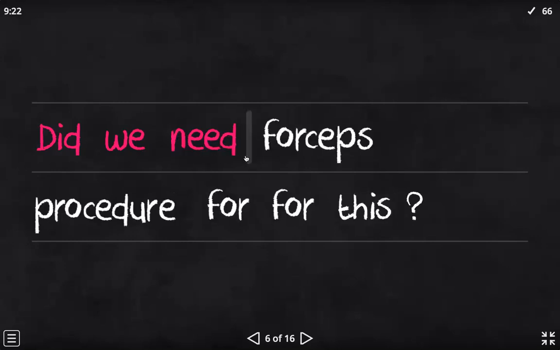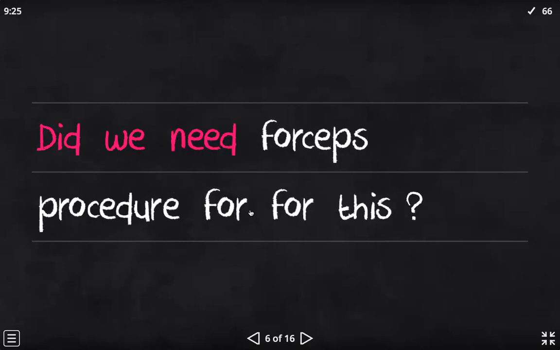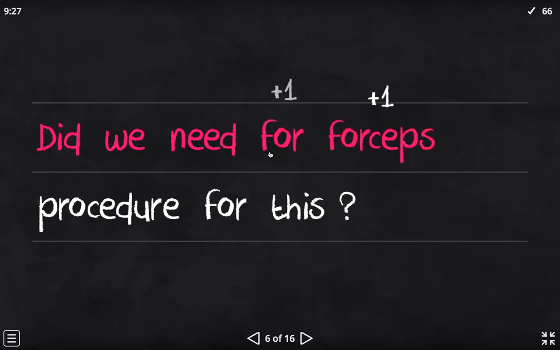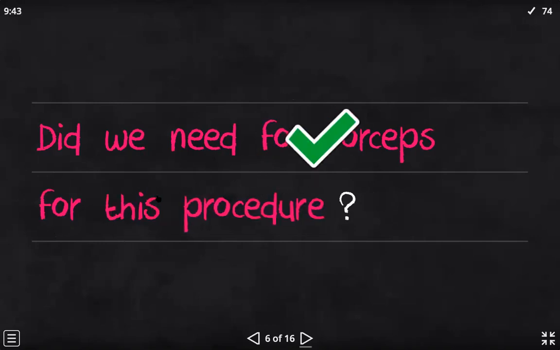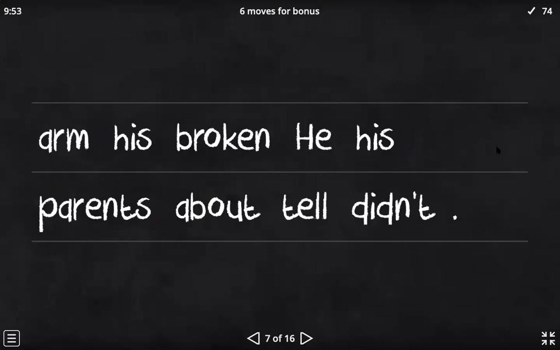Sí, debería ser forceps, pero something's wrong here. A ver. Ya, ese for no va. I'm sorry, no sé qué pasó con estas oraciones, pero did we need forceps? No for forceps. Ese for no va. For this procedure, yes. Yeah, I don't know what happened. No sé qué pasó. But ese for no va ahí. Este de acá. Era, did we need forceps for this procedure? Qué raro. Okay, maybe this one it's not wrong.